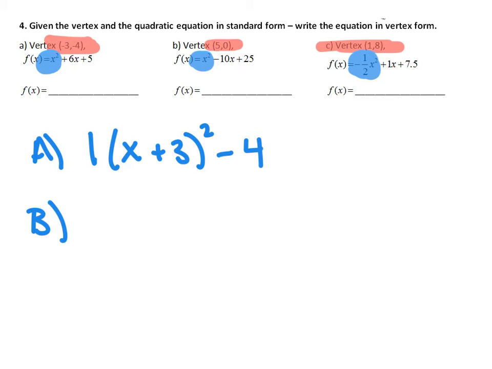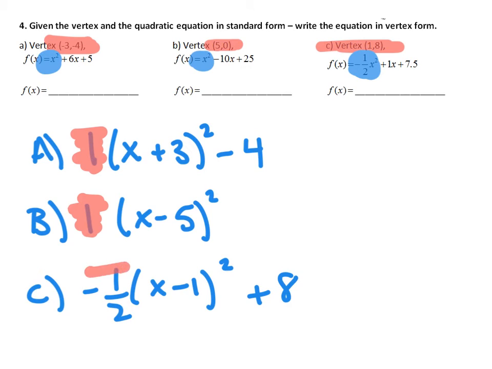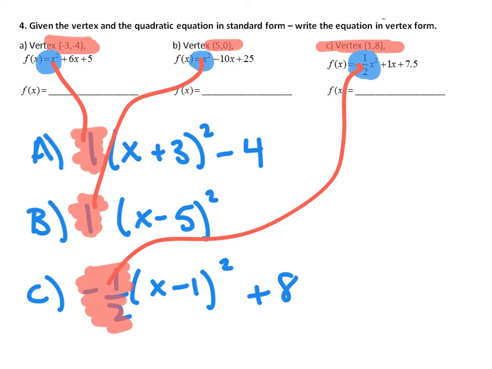B also has a value of 1 for its a value. It went to the right 5, so it looked like this, and it didn't go up and down. C has an a value of -1/2. It went to the right, so we write that like this, and it went up, so it's written like this. So again, the nice thing about this is you get your a value from the a value right here, or right here, or right here. And then the rest is just right and left and up and down.